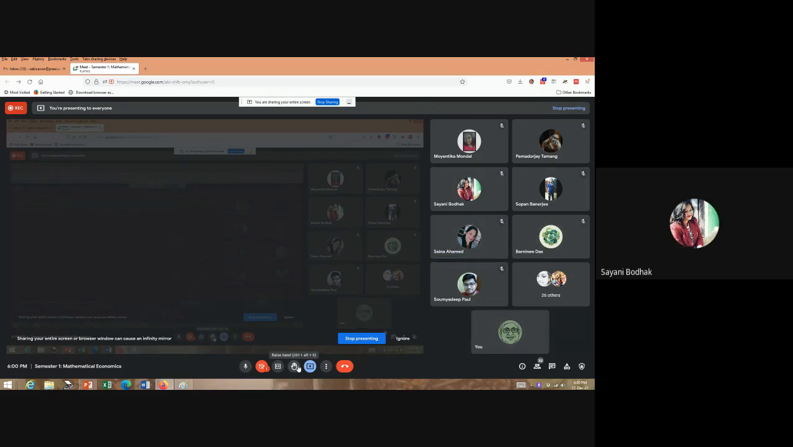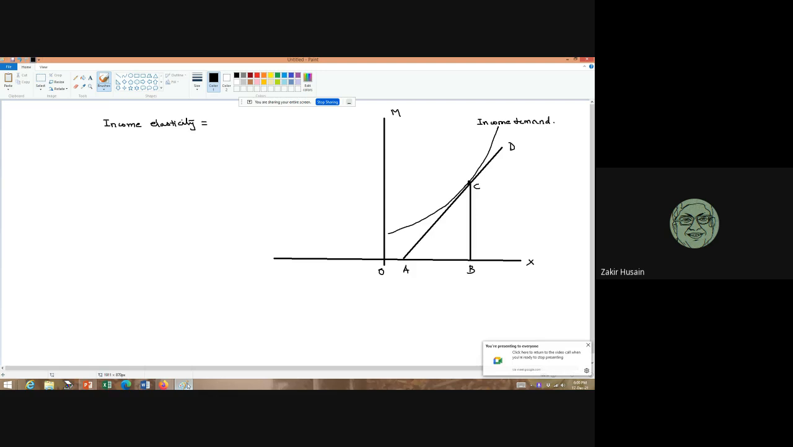I'm asking what is the formula for income elasticity? Del x by del m dot m by x. Now over here, see, this is the tangent. What is the tangent over here at point C?